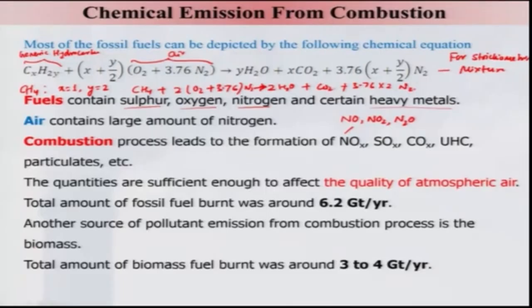Another source of pollutant emission from combustion is biomass, because as I told, there is forest fire, and besides this, agricultural products are burned in the field itself, particularly in northern India. As a result, that causes a large amount of emissions from the field. And the total amount of biomass fuel burnt was around 3 to 4 gigaton per year across the globe. So, the amounts of carbon monoxide, carbon dioxide, unburnt hydrocarbon and NOx released due to the fossil fuel and also the biomass are quite enormous in nature.